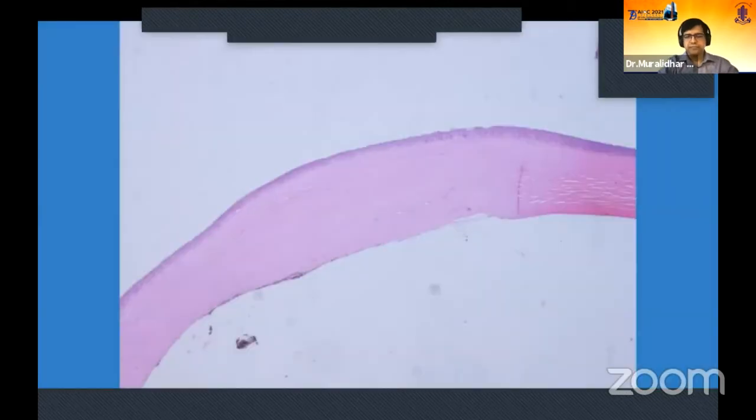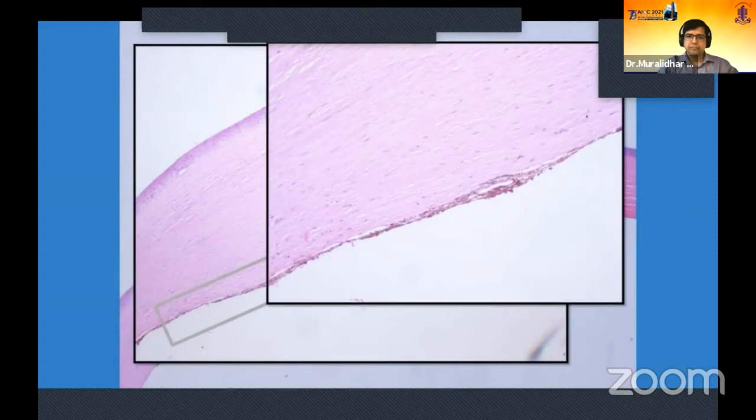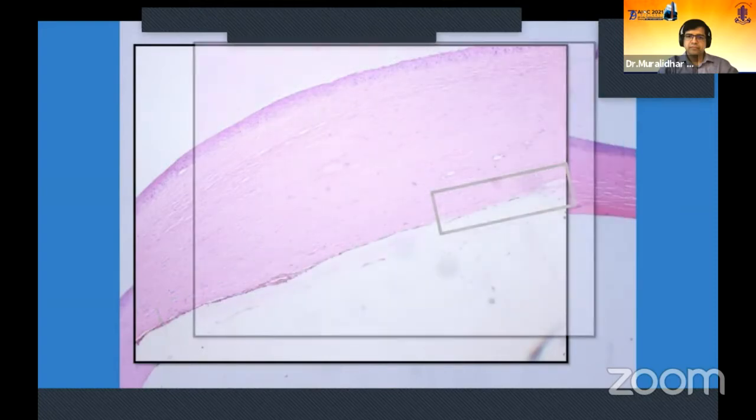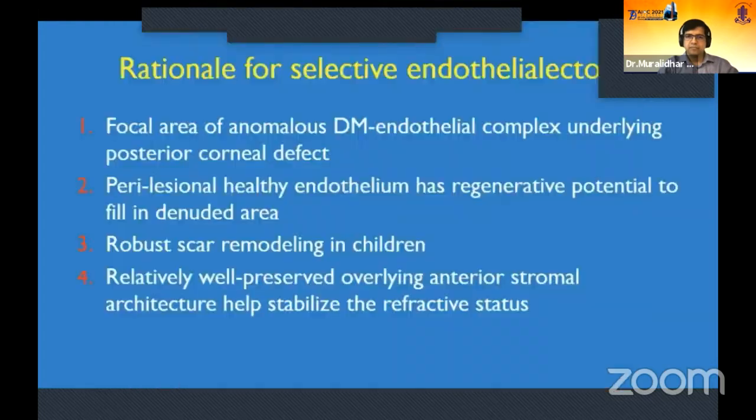Histopathologically, the posterior defect is filled with uveal tissue and anomalous fetal membrane, as evident in these histological slides. Perhaps this particular layer inhibits the normal endothelial migration, thereby preventing the spontaneous recovery. Based on our clinical as well as histopathological observation, we felt there is a focal area of anomalous Descemet's endothelial complex underlying the posterior defect, which perhaps serves as a contact inhibition.